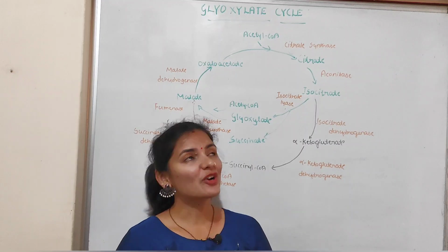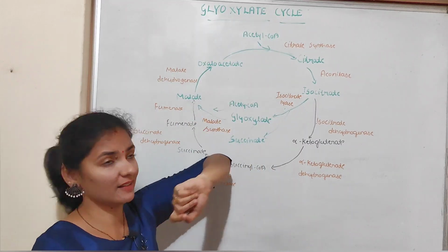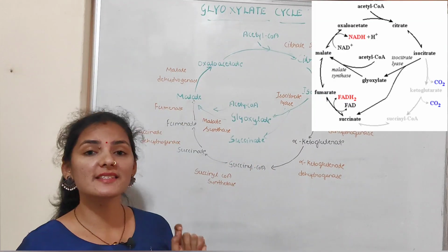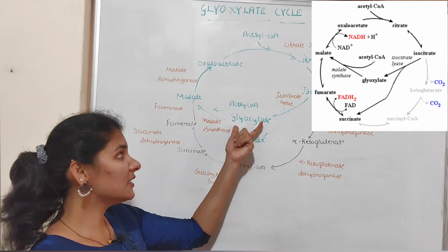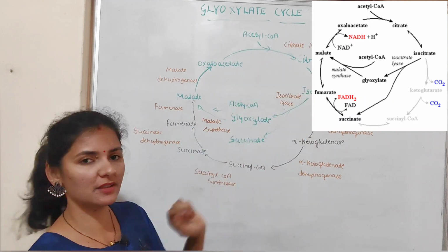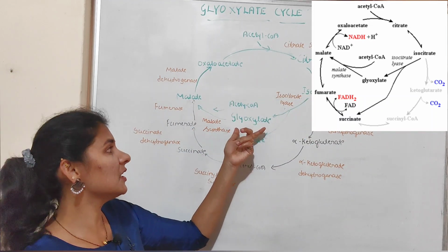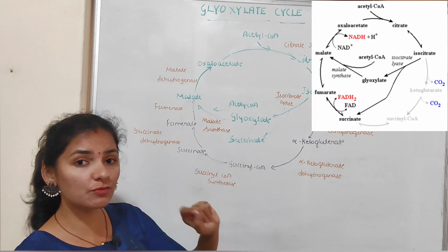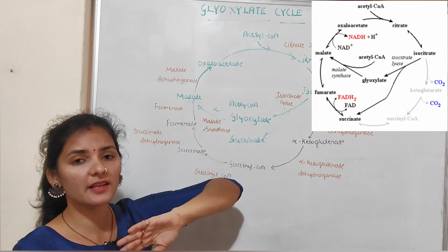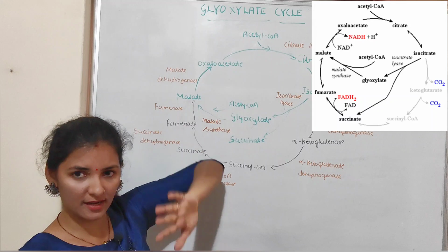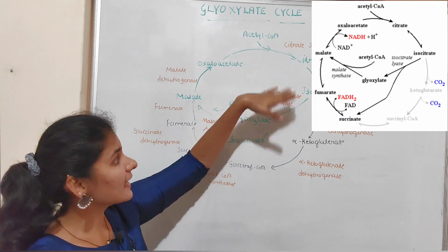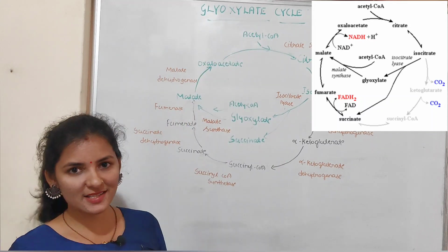In this video, we'll talk about glyoxylate cycle. The name glyoxylate is derived from the intermediate compound that is formed during this reaction. So, an intermediate compound, that is glyoxylate, is formed in the glyoxylate cycle. That's why this cycle is known as a glyoxylate cycle.